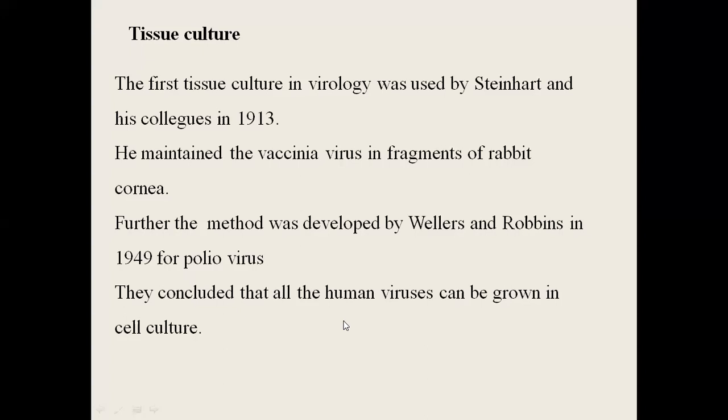So this method was further developed by Weller and Robbins in 1949 for polioviruses. So they concluded that all the human viruses can be grown in cell culture.